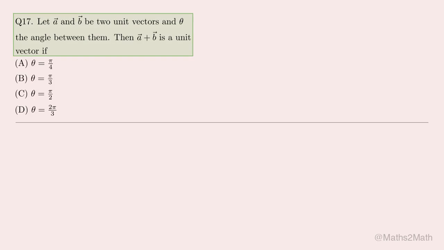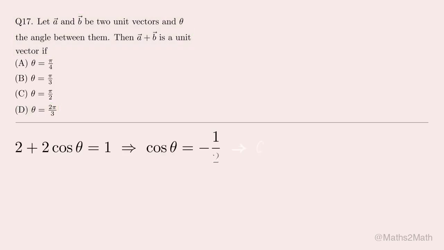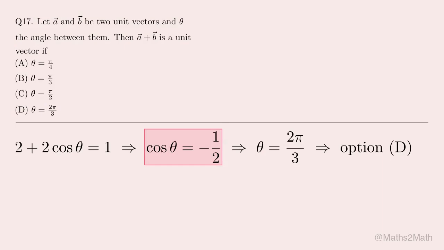Question 17, multiple choice. Square the sum of unit vectors. Cosine must be minus 1/2. The squared sum is 2 plus 2 cosine theta, equal to 1 when cosine is minus 1/2. Theta 2 pi over 3. Option D.